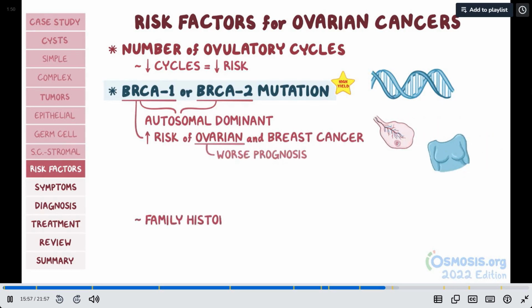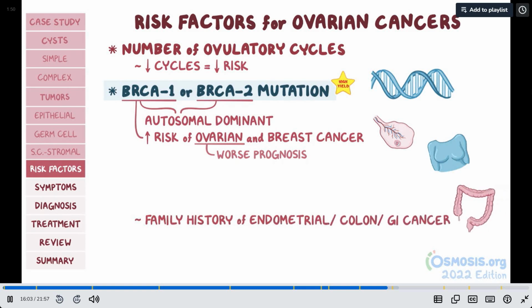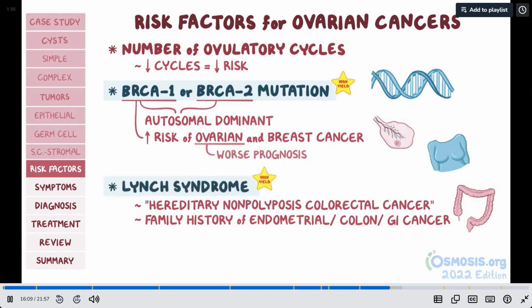For your exam, a family history of endometrial cancer, colon cancer, or other gastrointestinal cancers can be a hint for an autosomal dominant disorder known as hereditary non-polyposis colorectal cancer, or Lynch syndrome, where there's also a higher risk for developing ovarian cancer.